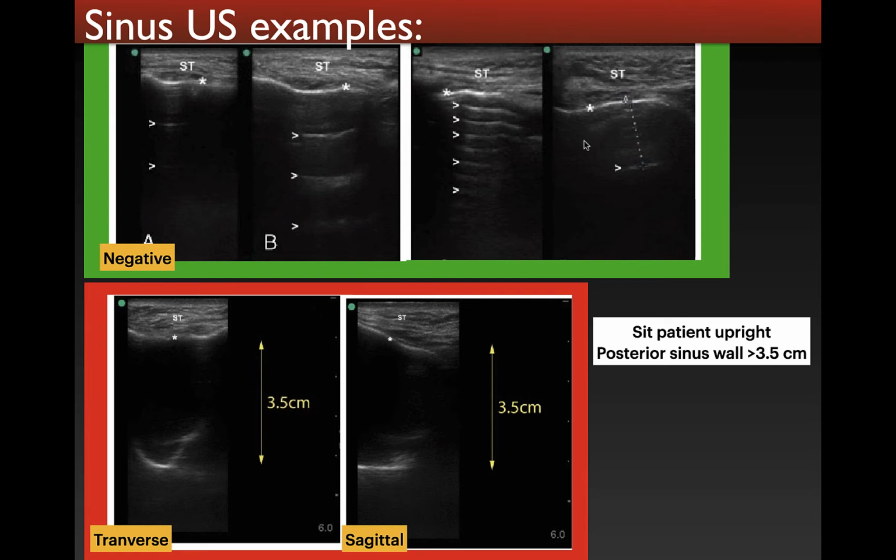This picture here is an example of what you'll sometimes see with that artifact, a false positive. But when they measured this, they found out that this line right here was less than 3.5 centimeters, so that better identifies it as an artifact. If this was actually the posterior wall of the sinus, it would be back here.